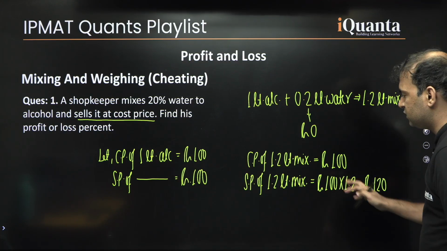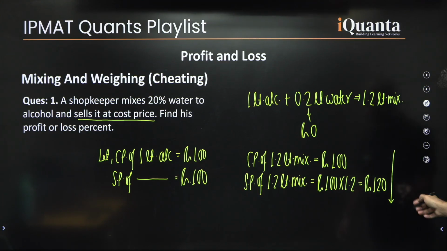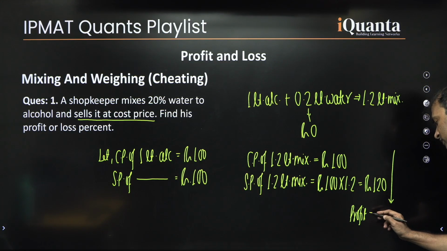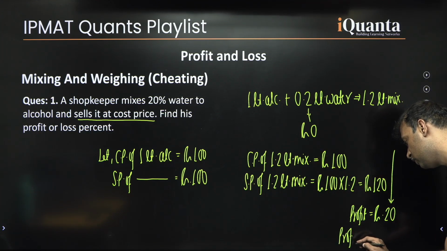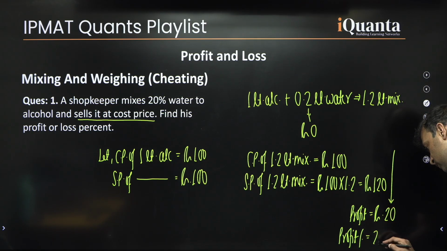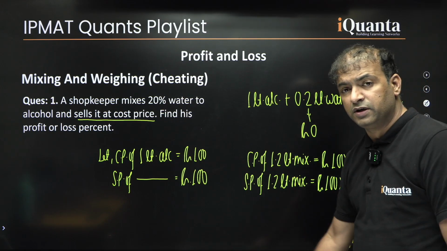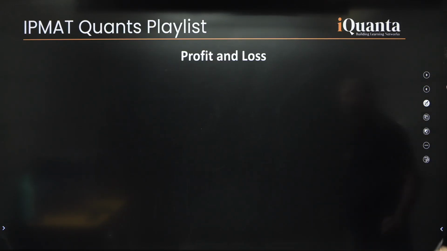So overall guys, the cost price of the mixture is 100 and the selling price of the mixture is 120. That means the profit is simply ₹20. And what about the profit percentage? The cost is 100, profit is 20, so the profit percentage is also 20 because the cost is 100. That is the advantage of assuming the cost as ₹100. So in this problem, the profit percentage the shopkeeper is making is 20%. A simple problem, right? Let's move to the next problem.